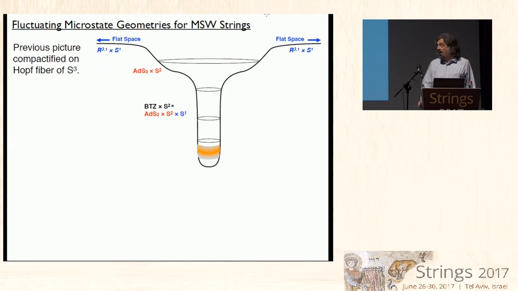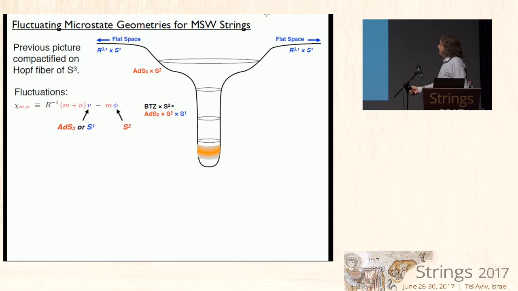So what does it look like? It's basically the previous picture compactified on S1. It goes to flat space, R^{3,1} cross S1. Then it makes a transition to AdS3 cross S2. We've lost the circle there. And then BTZ cross S2. Same picture, just one dimension less.